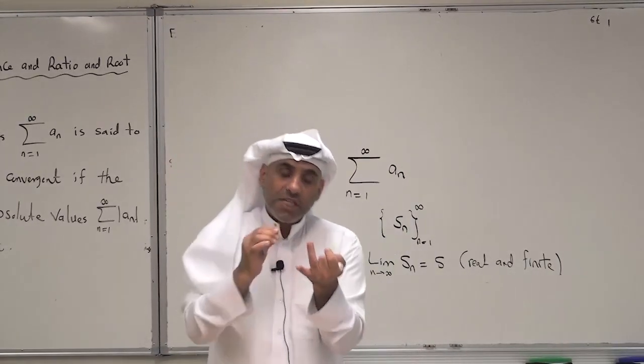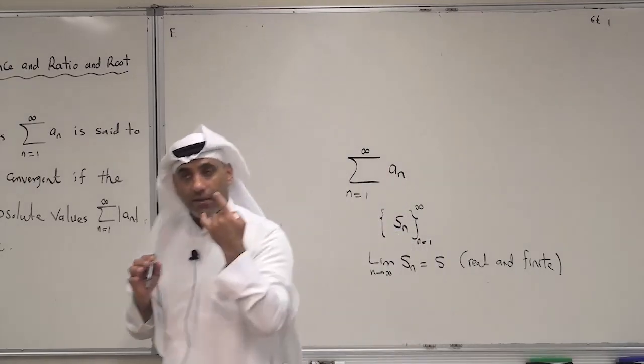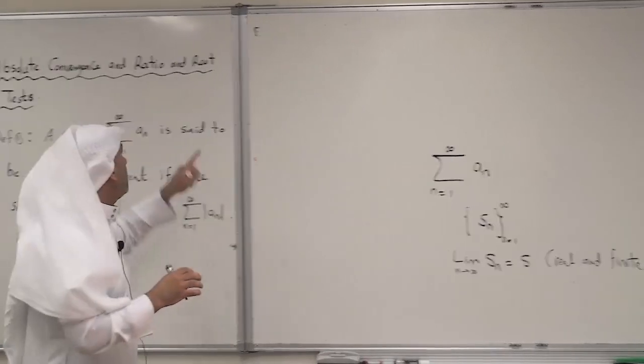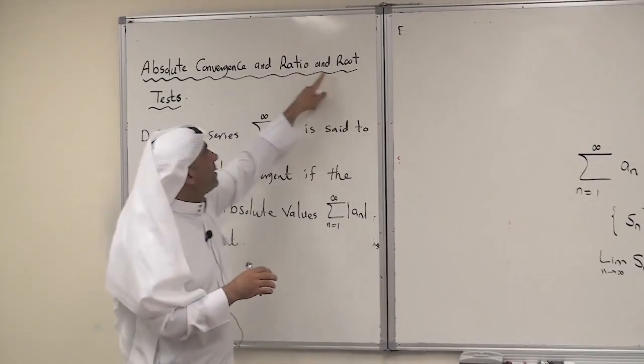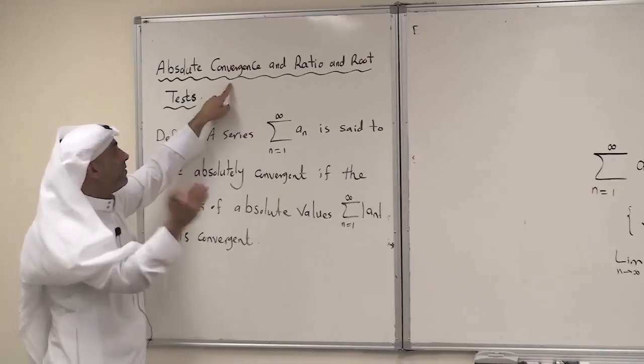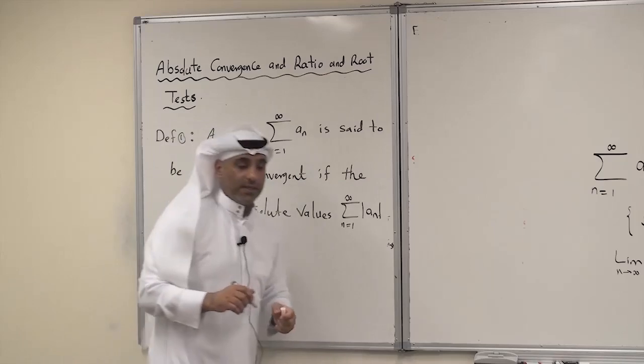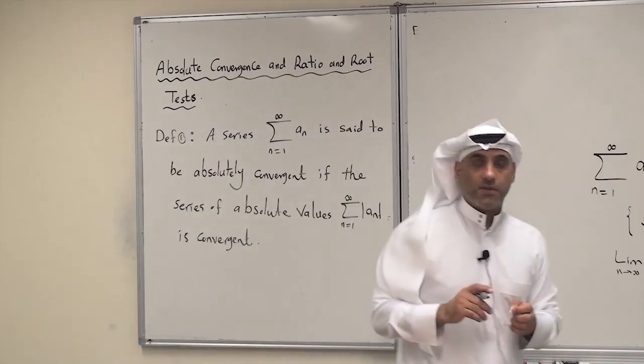Then we need to see the relationship between the two types or three types of convergence. And finally we need to add two other tests, one of them is called the ratio test and the other the root test. So today we'll talk about absolute convergence, that is another type of convergence, and we will add the ratio and the root tests to investigate convergence of series.